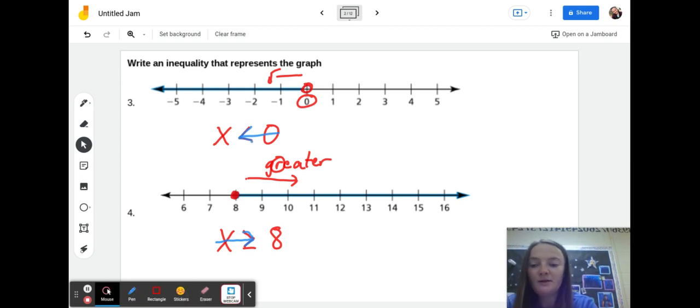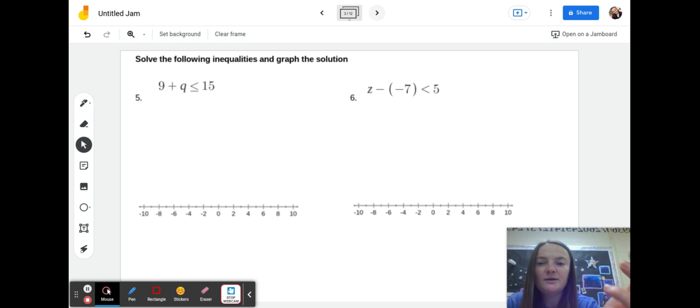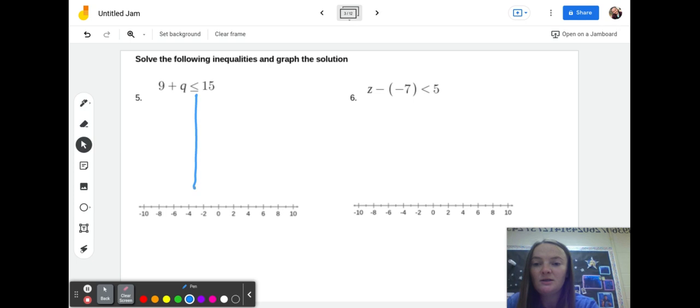All right, so let's keep on going. This is something that hopefully we understand. Let's move on to something a little harder. All right, so we're going to do one-step inequalities here. To solve these inequalities, we're going to solve them just like we would solve an equation. So I'm going to create a line here just so I remember that whatever I do to one side, I'm going to do to the other, just like in an equation.